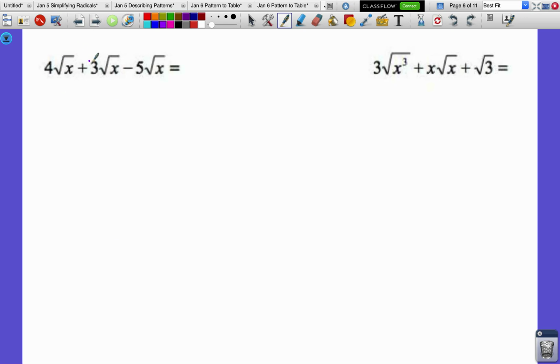Alright, trying a few more. We got 4 root x plus 3 root x minus 5 root x. Here, index, radicand match, we can just combine those coefficients. So 7 root x minus 5 root x. Pair these off now, we get 2 root x.